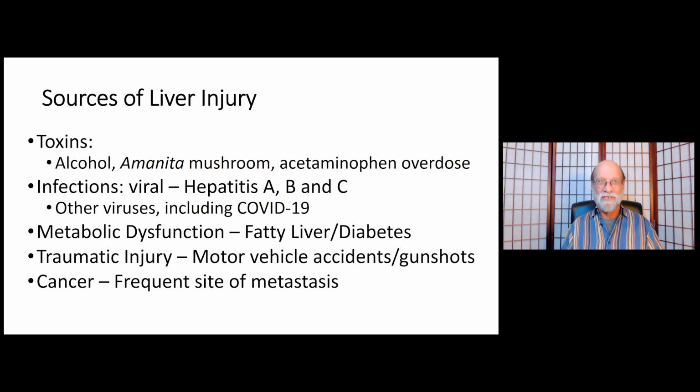And of course, in our society, alcohol is a ubiquitous toxin that we expose ourselves to with harm to our livers. There are many other toxins as well, things like the amanita mushroom, which very readily causes liver failure, or things like overdose of Tylenol or acetaminophen. These are an important source of liver disease, particularly because alcohol use is so ubiquitous.